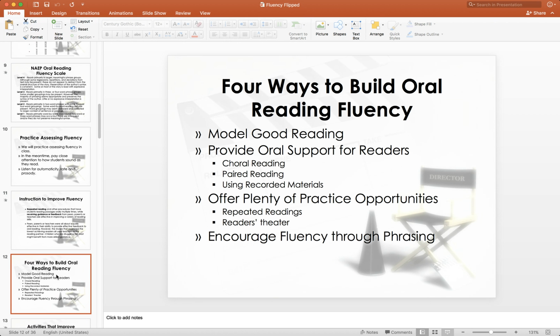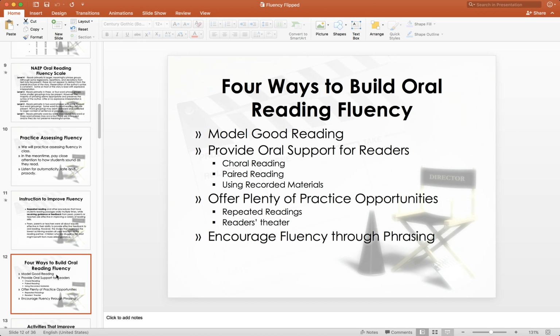So reading aloud every day, two or three times a day, modeling what that fluency sounds like. Provide oral support for readers. So by choral reading, where you read together, you're modeling that and providing support. Paired reading, where one reader is reading with the other, and you always want to make sure that you have one reader who's slightly more fluent than the other, so there's a little support there. And then using recorded material, so having children listen to books as they read along is very important.